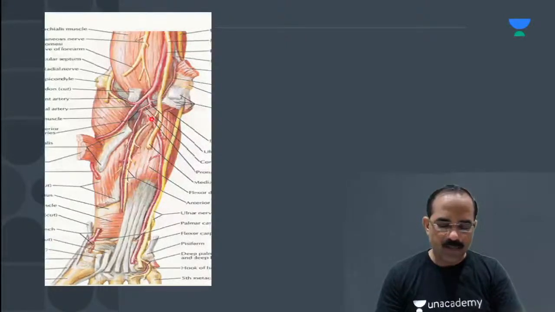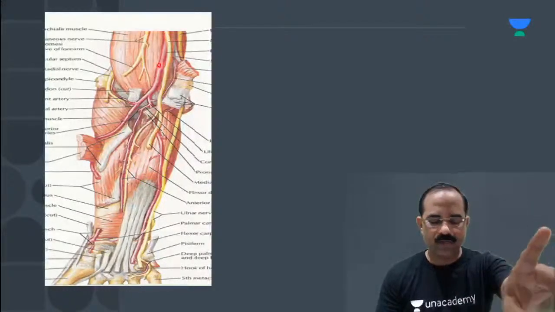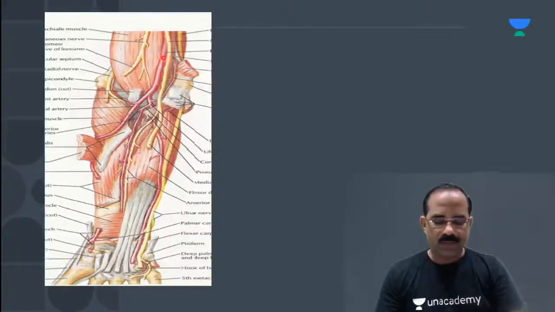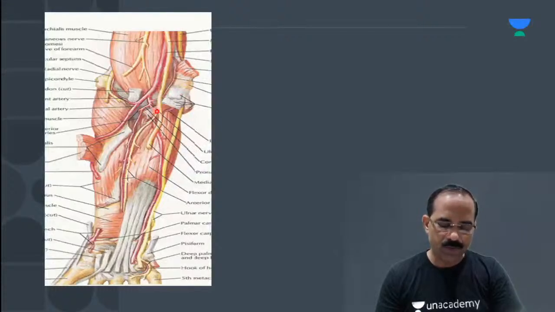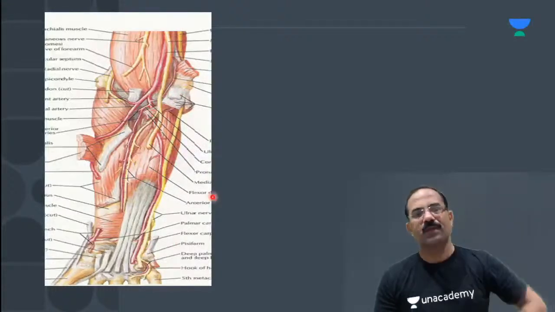Now if you remove this deep head, students, look. What is this artery? You tell me. This is the brachial artery. Now this brachial artery divides into two branches here. What is this now? That's a radial artery, and that's an ulnar artery. Radial and ulnar. And this ulnar artery goes deep to the deep head.